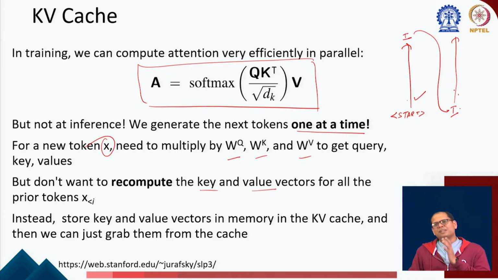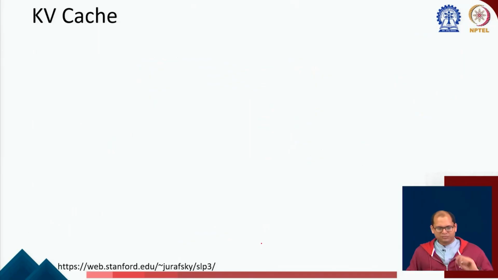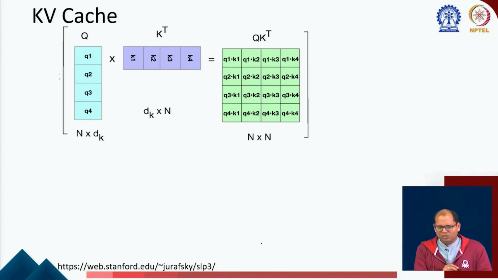The idea is very simple: caching. Whatever tokens have already been processed, their key values have been computed, you just store them. You don't need their queries because you will query only through the new word, right? But you will need the key and value from the previous tokens. So you just cache them. That's the idea of KV caching. You can just grab them from the cache and need not recompute them every time. So this is what we typically do.